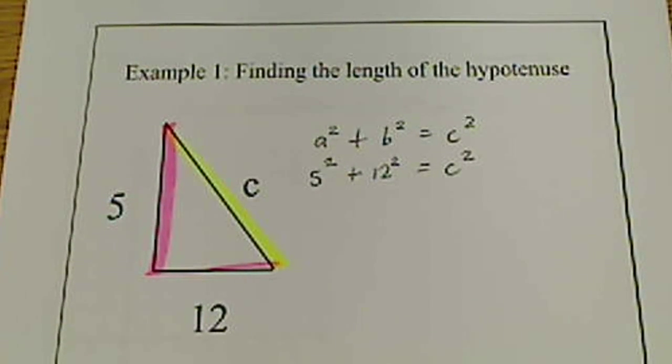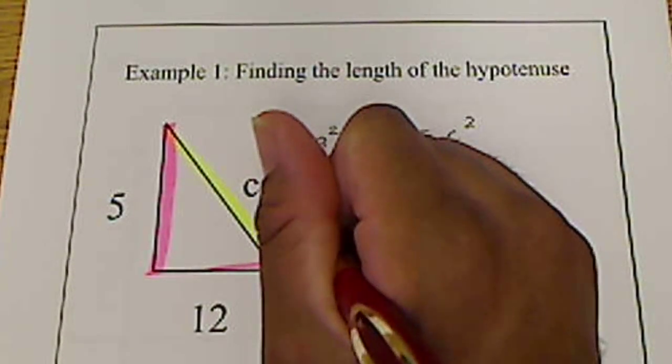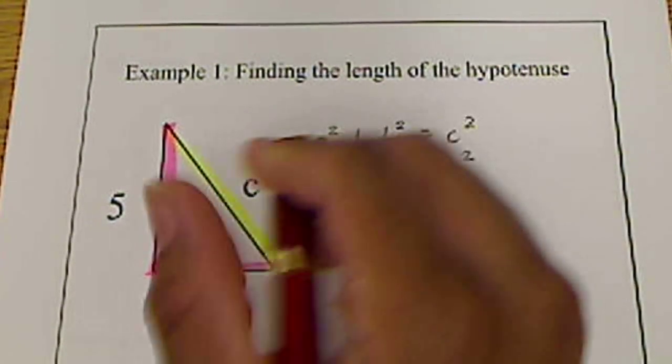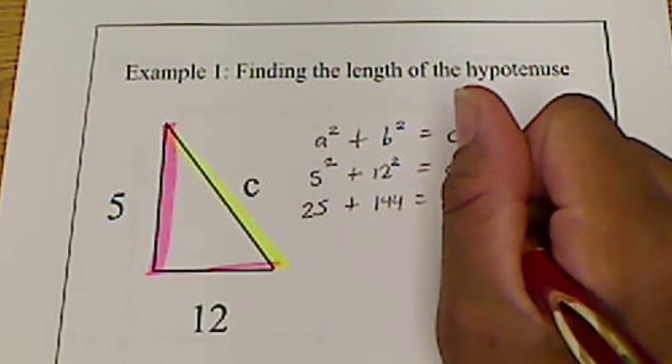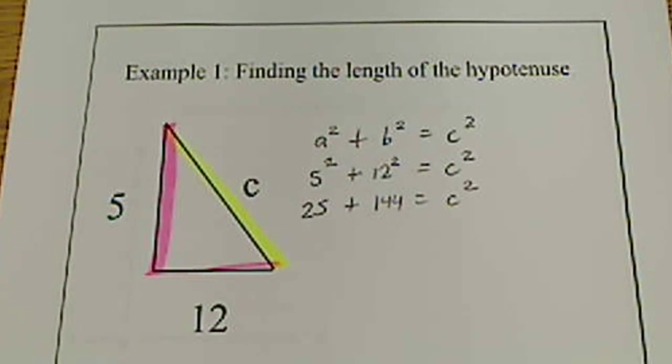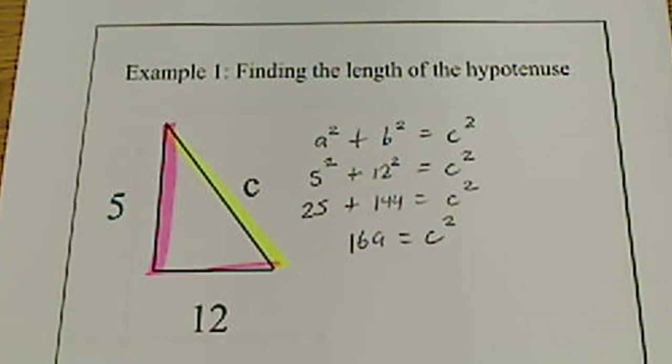All right. Now, we're trying to find the length of this, okay? So far, this is telling me the area of this right here, the area of this is 25, plus the area of this, which is 144, is equal to C squared. Now, what I'm going to do is add these two up. So when I add these two up, I'm going to get 169 equals C squared.